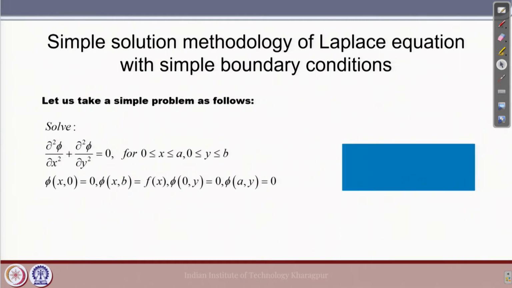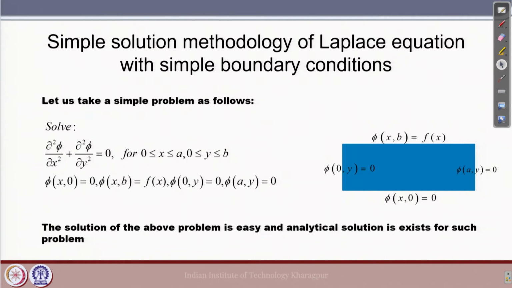Now, this is your rectangular domain and these are your boundary conditions, and your governing equation is basically the Laplace equation that we are going to solve. Now, how to attack this problem? Let us see. For this sort of problem many analytic solutions exist.